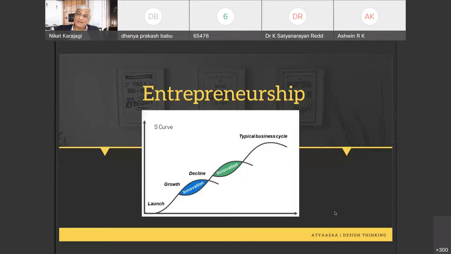I am also seeing a lot of retired professionals from corporate, after retirement, because our normal age also has moved up, right? Because of the quality of life and the medicines that are available, the lifespan is increasing. Post-retirement, they get into entrepreneurial ventures.